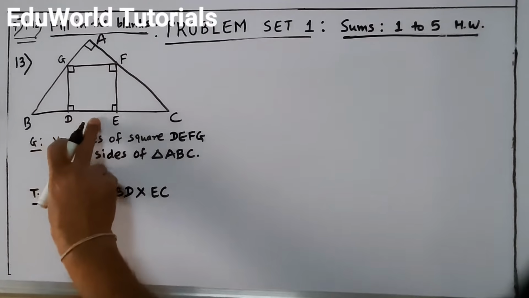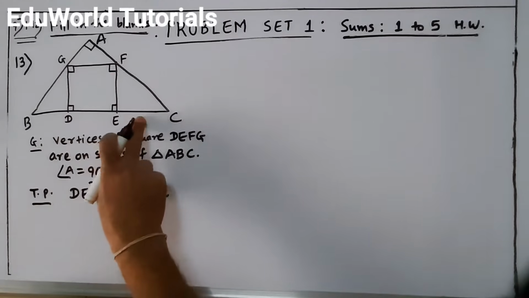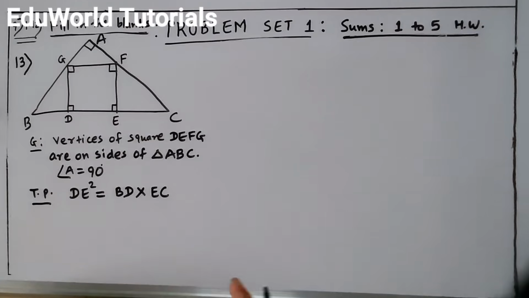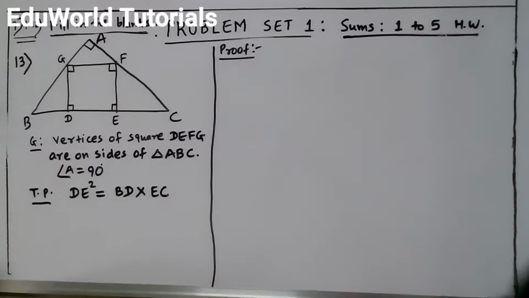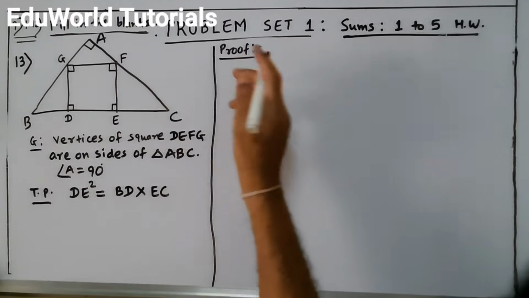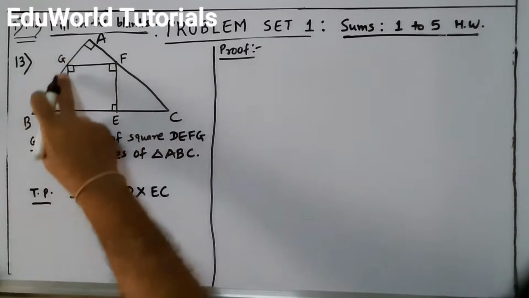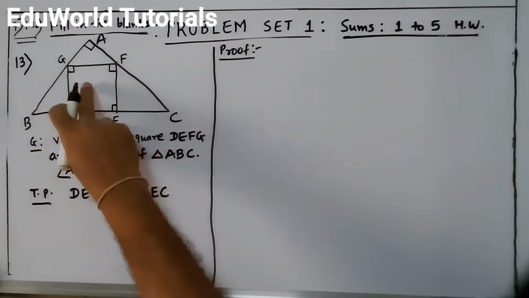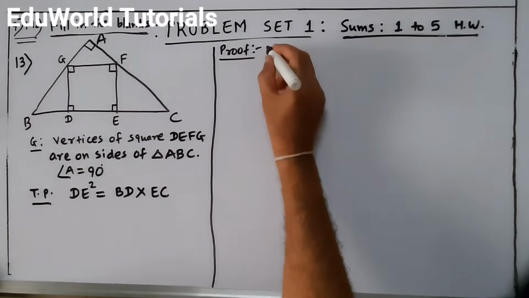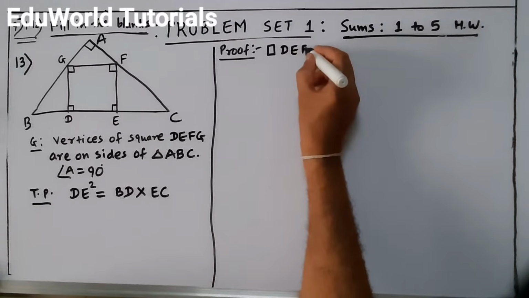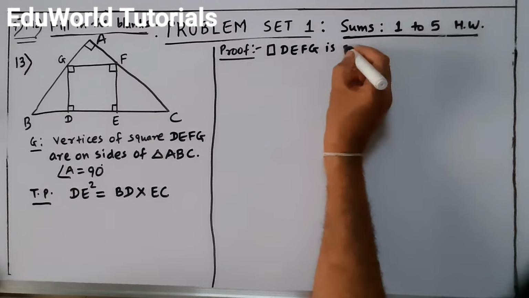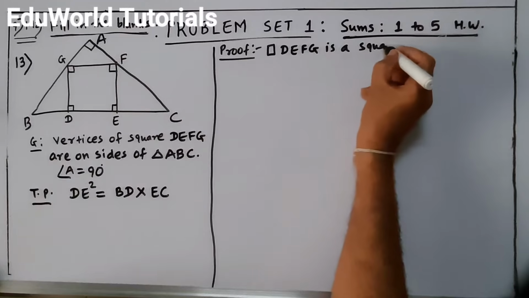But what you have to prove? DE square is equal to BD into EC. This is what we have to prove. No construction is needed, so we will write the proof. So in the proof, what we will do is, first we will consider the big triangle BAC. But before that, it is said that this is a square. So we first mention quadrilateral DEFG is a square. It is given.